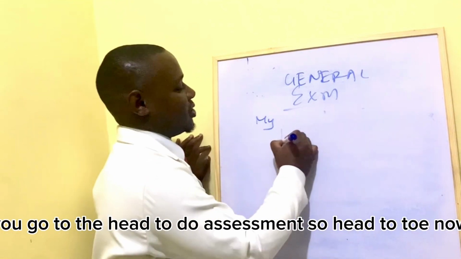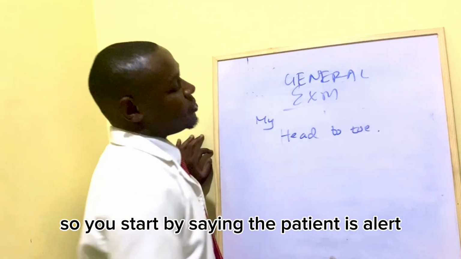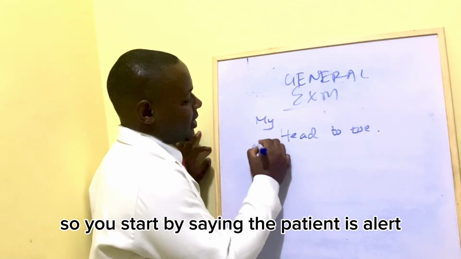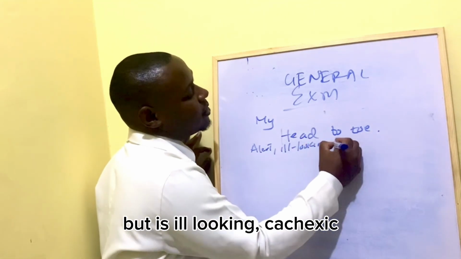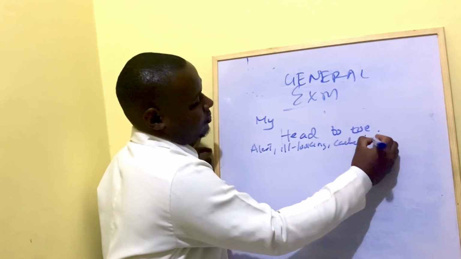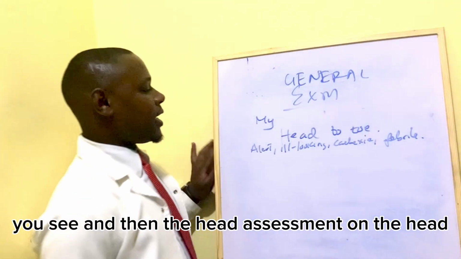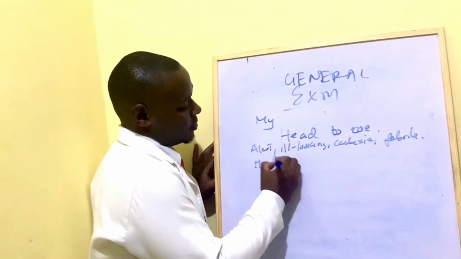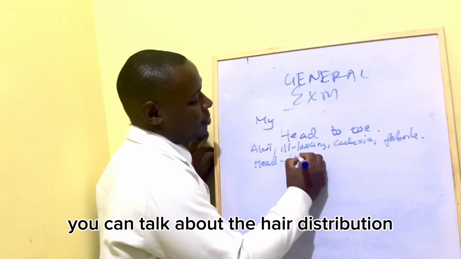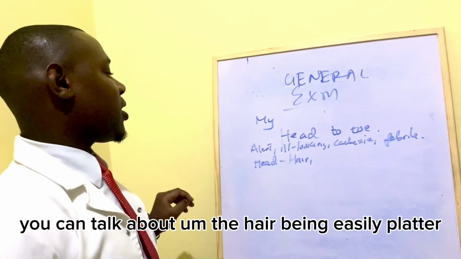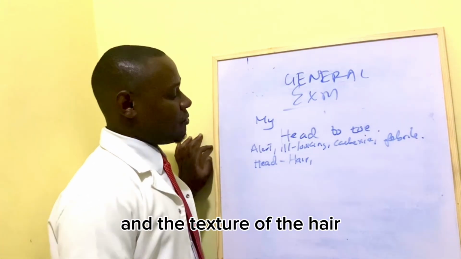So after that, what else do you go? You go to the head to toe assessment. So you start by saying the patient maybe is alert, but is ill looking, cachexic, and febrile. You see. And then the assessment of the head. So the head, you assess many things. You start with the hair. You can talk about the hair distribution. You can talk about the hair being easily plucked off and the texture of the hair.